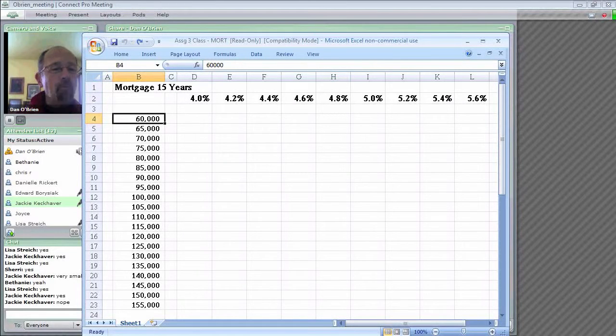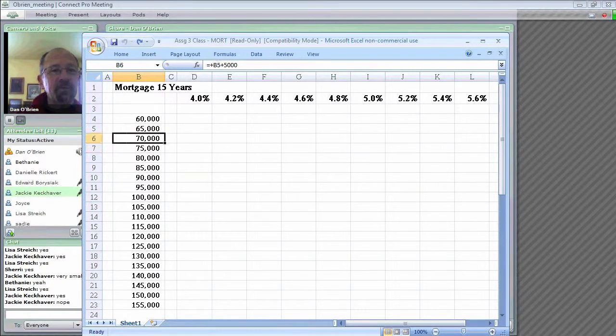Right now, we're going to start out with mortgages of 60,000, 65,000, 70,000, 75,000. And we're going to start out with interest rates at 4%, and then going to 4.2%, 4.4%, 4.6%. We're going to want to know what our monthly payment would be. And really, this is not that difficult of a spreadsheet to set up and do.